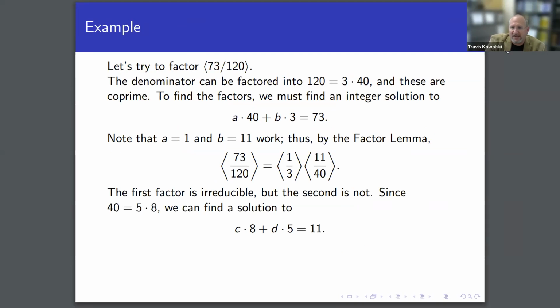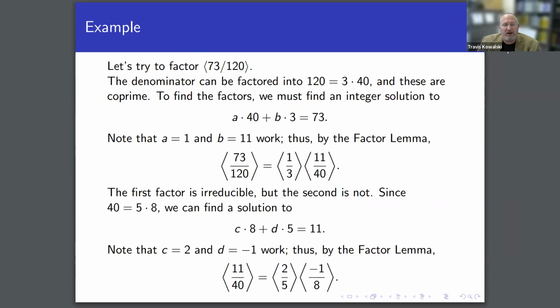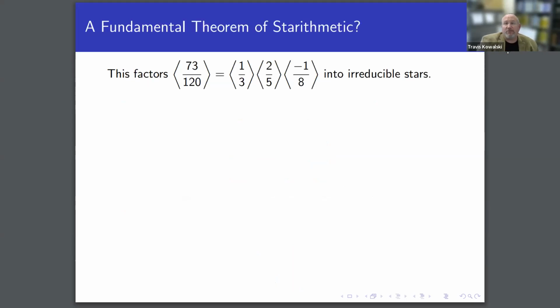40 into 5 times 8 and solve the corresponding solution, we can break up the 1 40-star into a 2 8-star and a -1, sorry, a 2 5-star and a -1 8-star, which means that we factored 73 1/20 into irreducible stars.